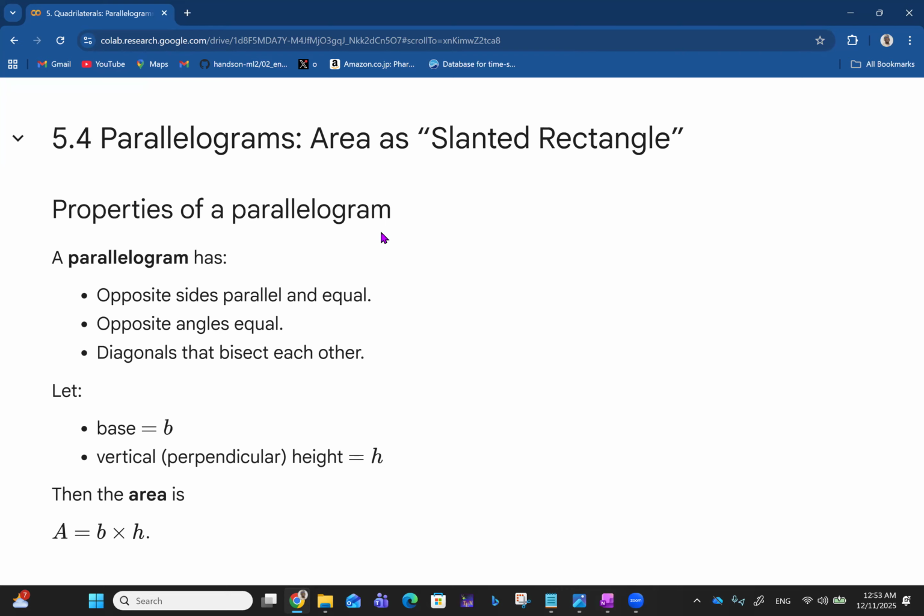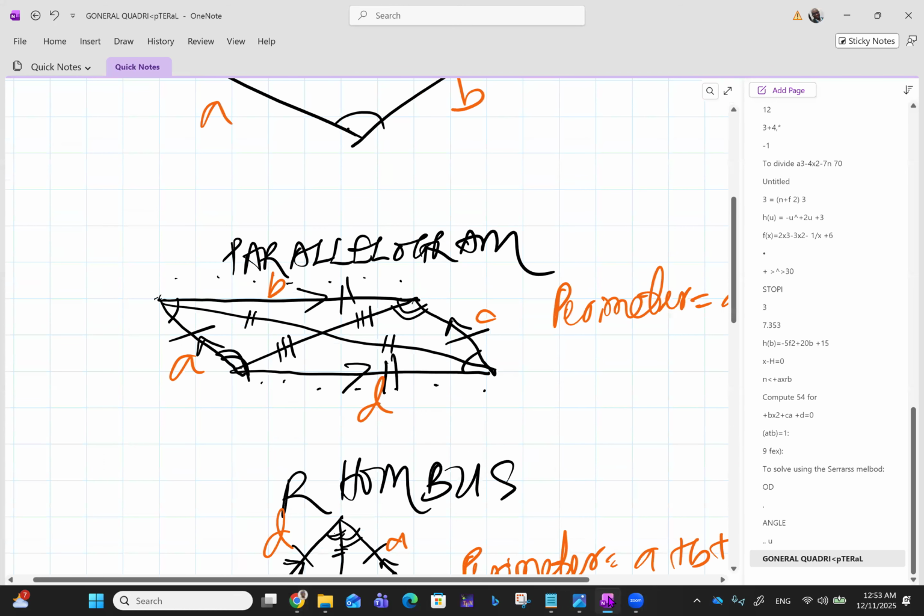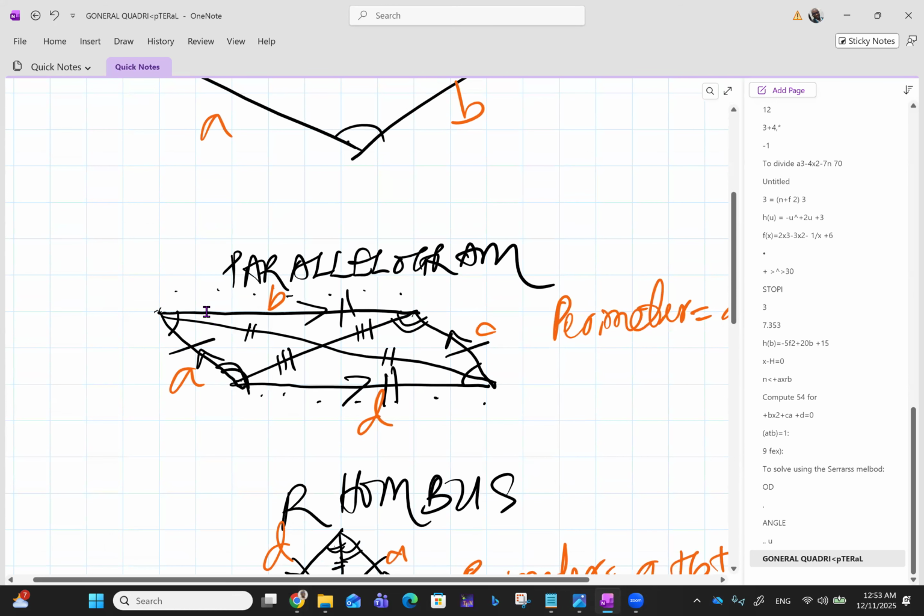So the properties of a parallelogram, just to refresh our minds, is that it has opposite sides parallel and equal. Opposite angles are also equal. Diagonals bisect each other. So just like in this first case we saw, this angle is equal to this angle. This side is equal to this side. They are parallel. This side is equal to this side. Side A is equal to side C.